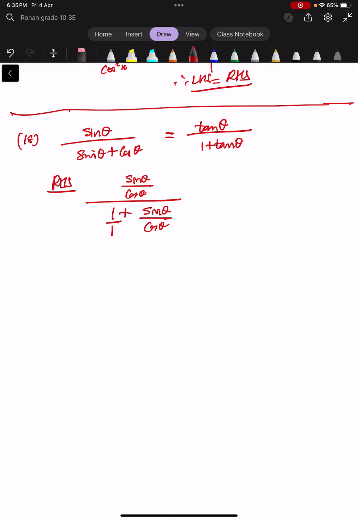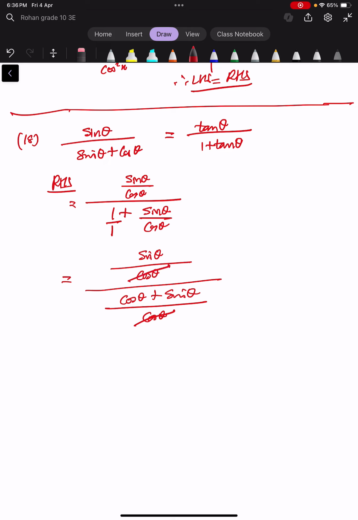Now for the denominator, take the LCM. In the denominator, you can multiply that by cos. So cos theta plus sine theta, upon cos theta. This and this can cancel. So what will this become? Sine theta upon cos theta plus sine theta. Is that it? Yes.